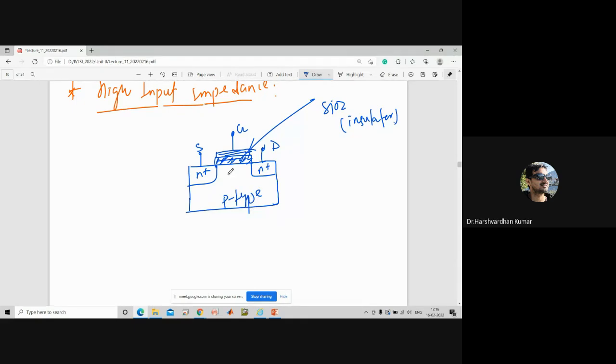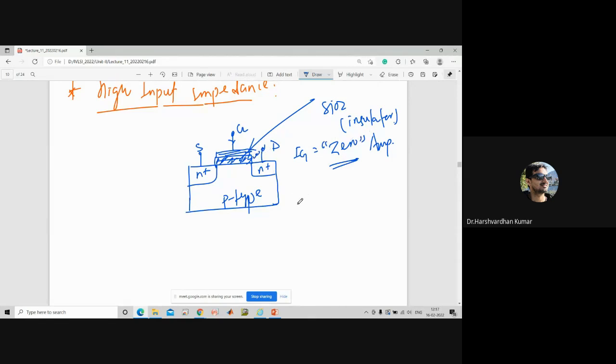So what is the gate current for this device? What is the value? Sir, ideally it should be 0. It should be 0, right? Good. 0 ampere. Why is it 0 ampere? Because of this insulator, right?